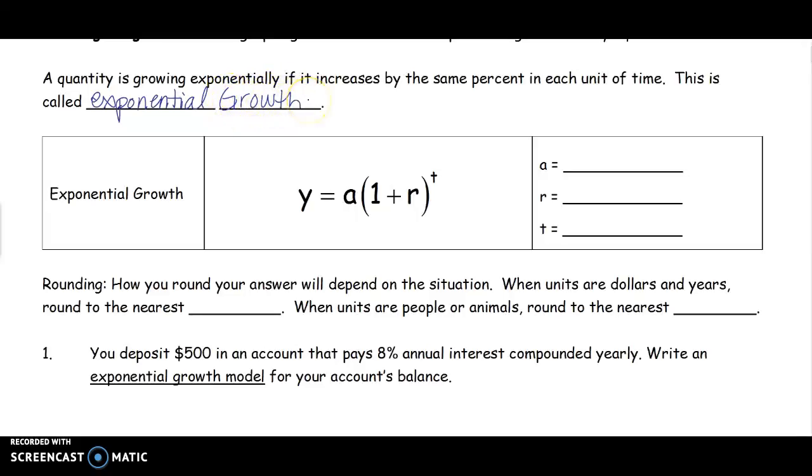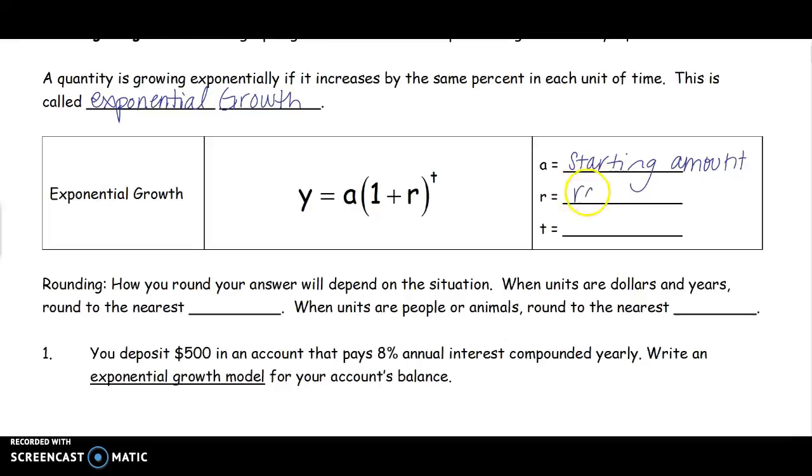You see this a lot in the sciences, and the exponential growth formula is y equals a times the quantity 1 plus r raised to the t power. A is your starting amount. So what you're going to start this whole situation with, it could be money in your bank account, it could be how much you pay for a car, and so forth.